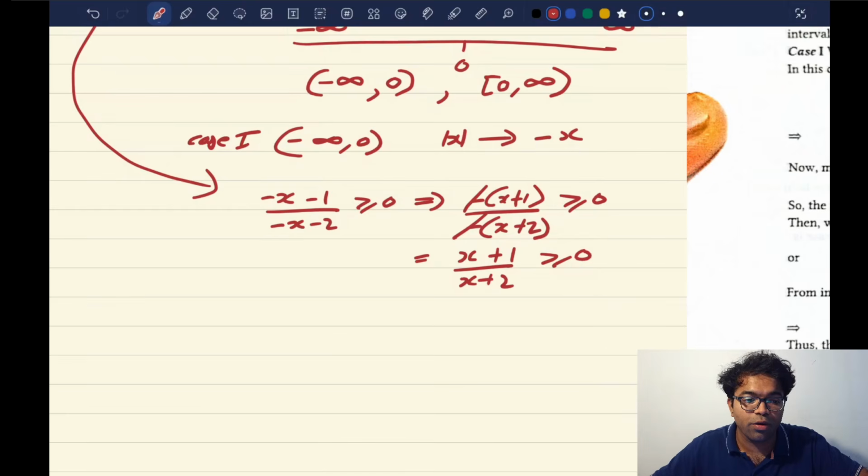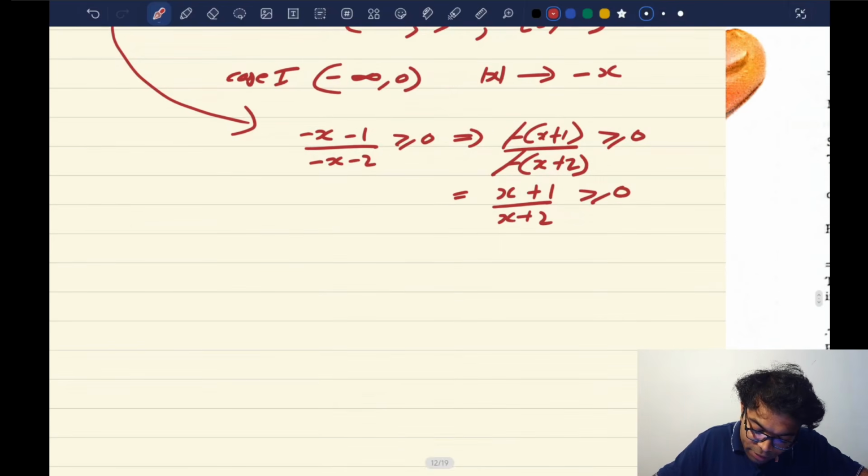Now, Drupad, this is where I want you to see and hear, pay full attention, complete attention. So here what I have, x plus 1 upon x plus 2 should be greater than or equal to 0.